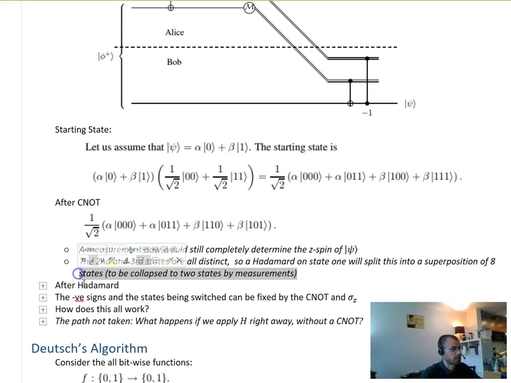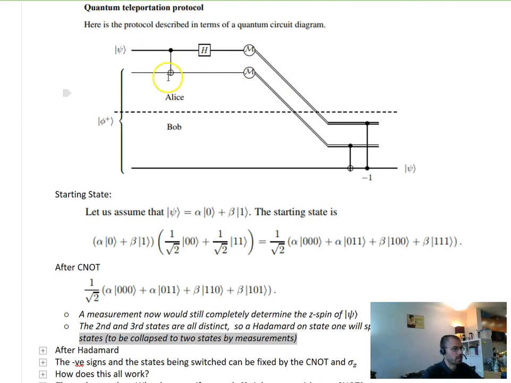And so having 2 states left over, that might be enough for us to transmit the quantum state. All right, so next we've done the controlled NOT here. So next we're going to do the Hadamard.